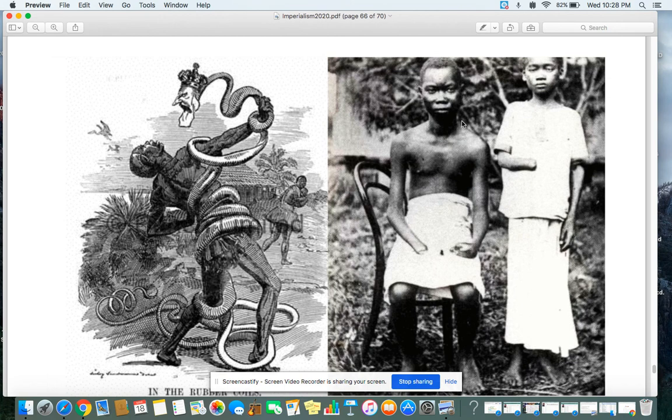Sadly, here you see that these two people are missing their hands. What they would do is the Belgians would pay some of their soldiers that they would hire that were Africans, and pay them by the number of people they killed. But to get credit for killing the people, they would have to chop off their right hand. And that's how they would get credit for it. You might say, well, couldn't you just chop off the right hand? Because they didn't want two hands from the same body to get two credits. So it always had to be the right hand.